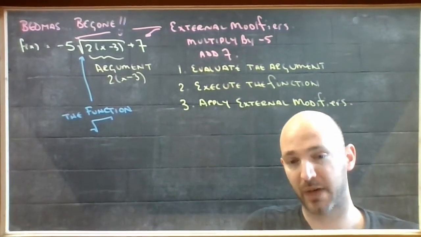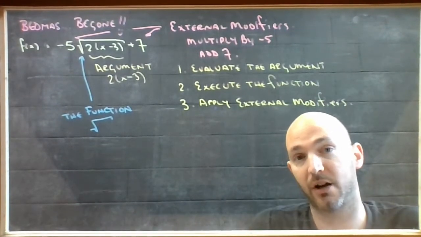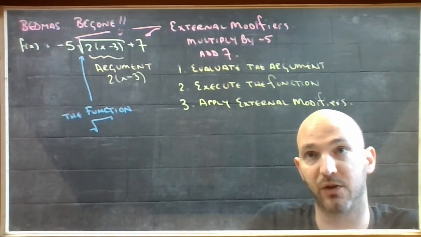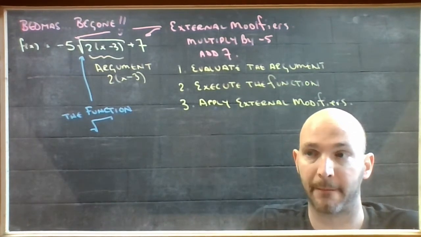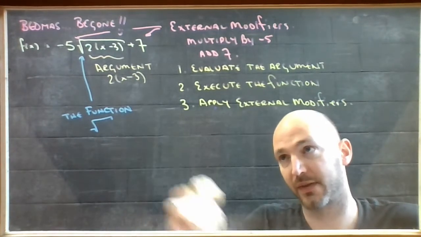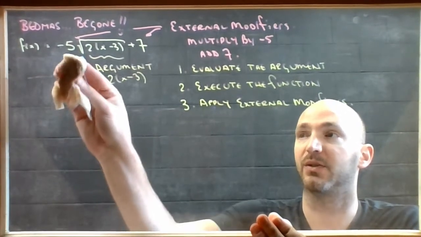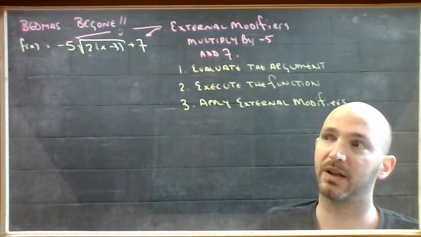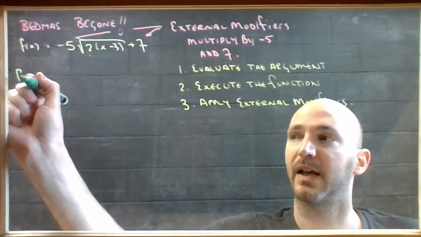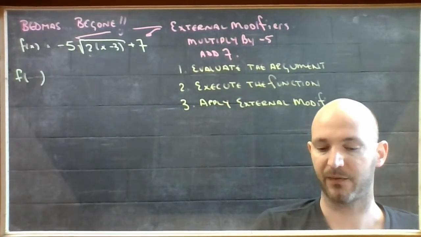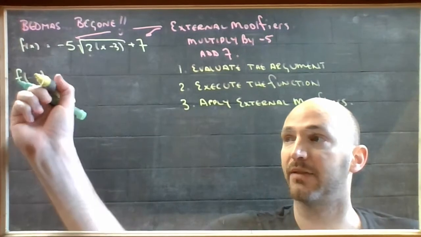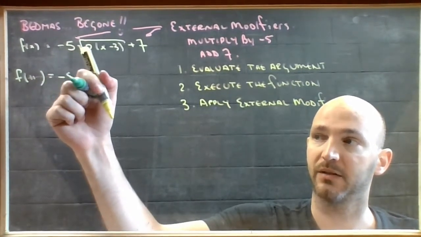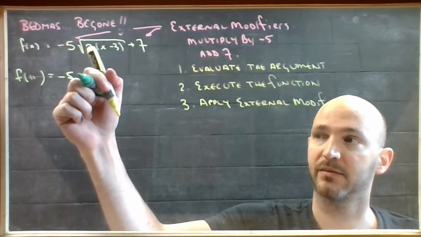So that's your new BEDMAS. Evaluate the argument first, then execute the function, and then apply the external modifiers. And you must do those things in that order. So I'm going to take this function that we have here and actually evaluate it. Given f, I'm going to try and evaluate f at 11. So I'm going to put that number in there and replace all the x's with 11s.